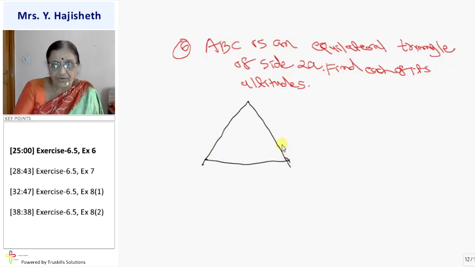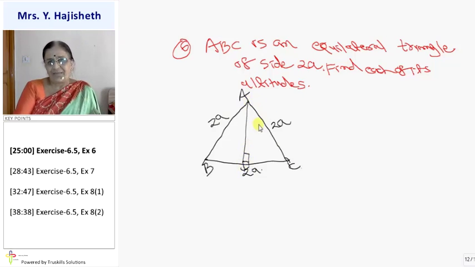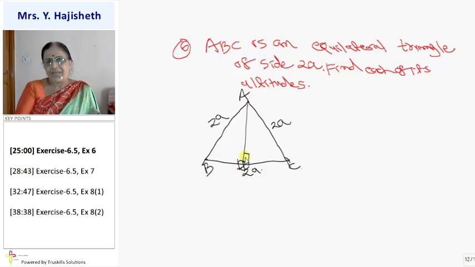It's an equilateral triangle ABC. All sides measure 2a. Clear? From A, if I draw perpendicular AD, it is the altitude. Okay. Clear? I am asked to find out the length AD.